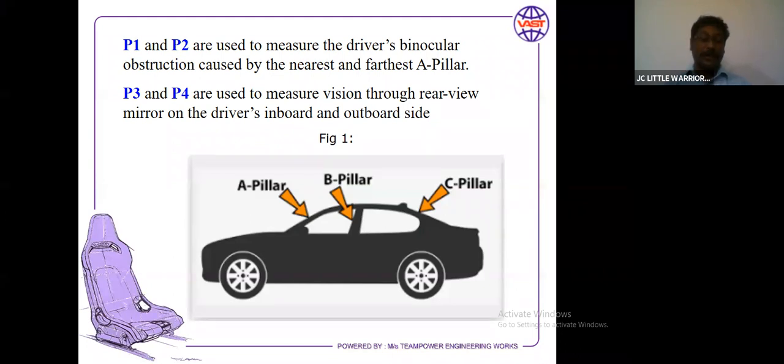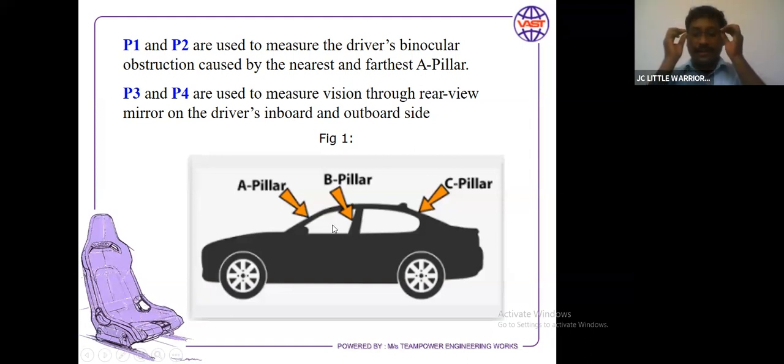When the driver sits here, what are the A pillar, B pillar, and C pillar? Please have a look at this figure. This is the A pillar, this is the B pillar, and this is known as the C pillar. So when the driver sits here, this is the location of the driver. Then P1 and P2 are used to measure the driver's binocular obstruction caused by the nearest and farthest pillar.